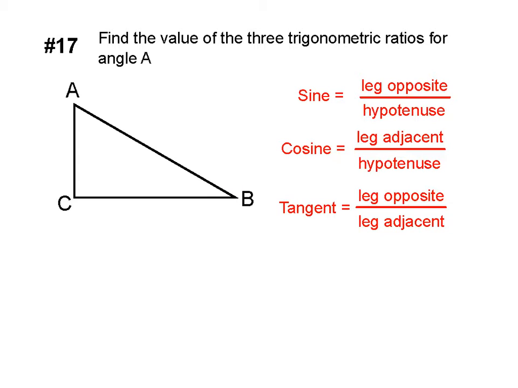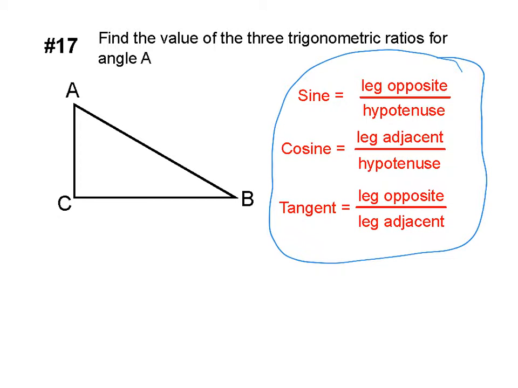For number 17, you're just going to find the 3 trigonometric ratios. I just put these on here to remind you. You might want to jot these down again if you don't have any notes from the other days of those. But again, they want you to do that for angle A. Right? So you're going to look at this angle.